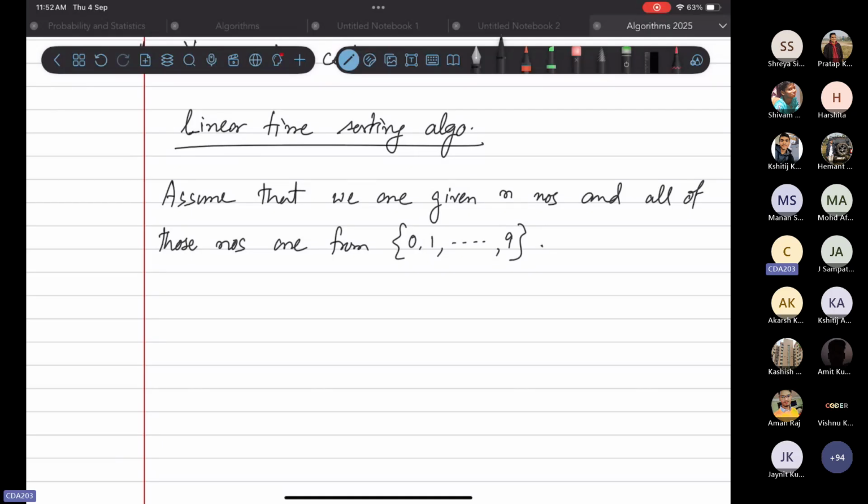Okay, is this assumption clear? I'm not saying I'm given only 10 numbers or 5 numbers, or 6 numbers, or 20 numbers. You can give me any number of integers, but here's the assumption: all the numbers are either a 0 or a 1 or a 2 or a 9. This is the range of values that these n numbers can take.